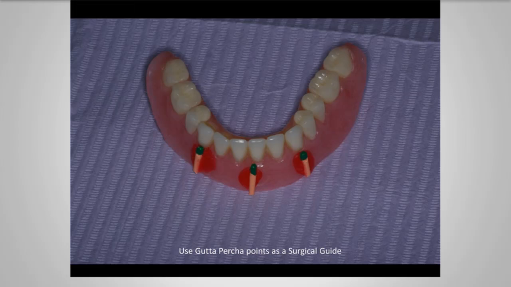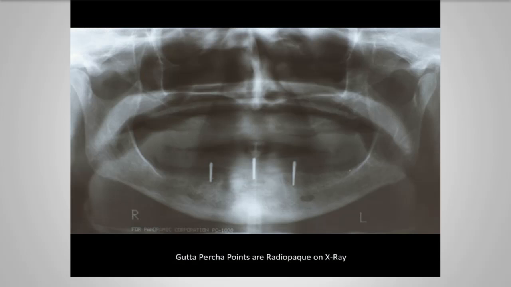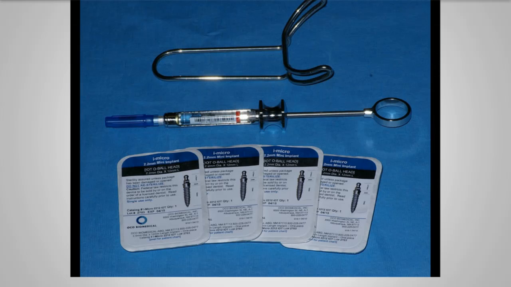Before we anesthetize the patient for the small diameter implants, we utilize gutta-percha points and sticky wax. We placed them from canine to canine, and we took a new Panorex x-ray with the dentures in the patient's mouth. We take a look at the Panorex x-ray, and we clearly see that now we know where to place the small diameter implants.